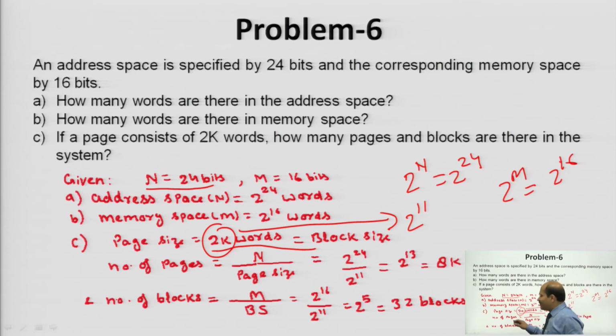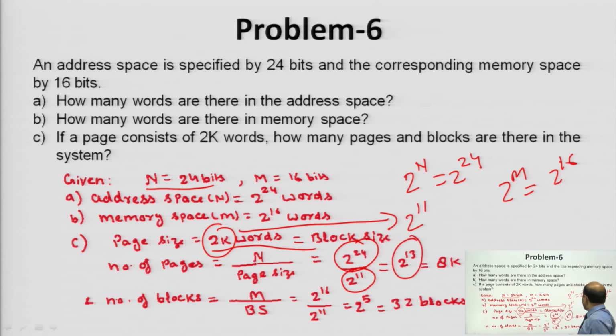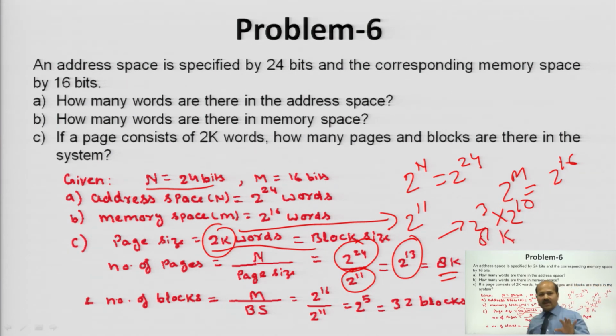Number of pages we can calculate using the address space, and number of blocks we can calculate using the memory space. What is the size of address space? That is calculated as 2 to the power 24, and one page size equals 2 to the power 11. So, it will become 2 to the power 13. So, how many pages? 8K pages. That will come as 2 to the power 3 multiplied by 2 to the power 10. So, 8K pages are there in virtual memory or address space.